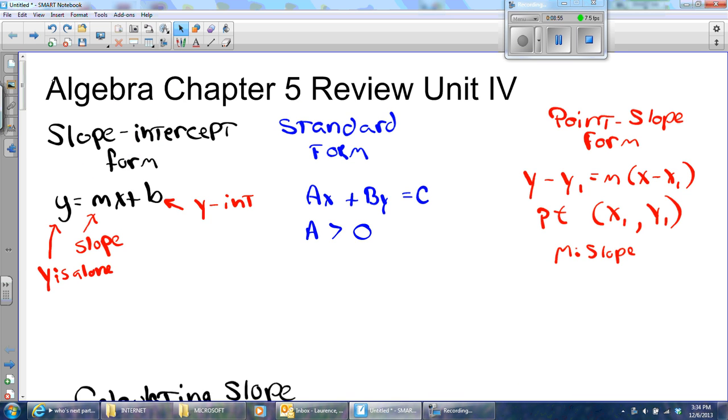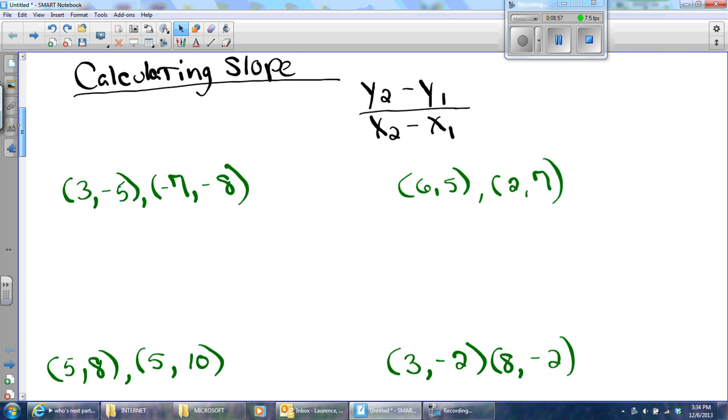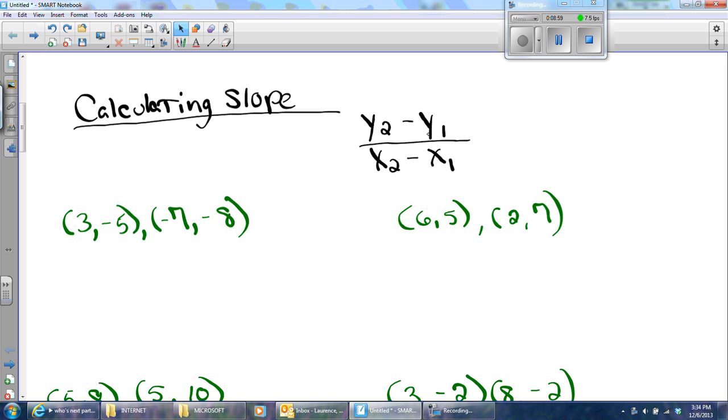Okay. Now we also had to calculate slope, right? And we subtract our y's and we subtract our x's, and the y's rise to the top. Some of you still aren't doing that. You can do it your own way, but if you're getting it wrong doing it your own way, then it's just foolish. Trust me, do it the way I suggest.